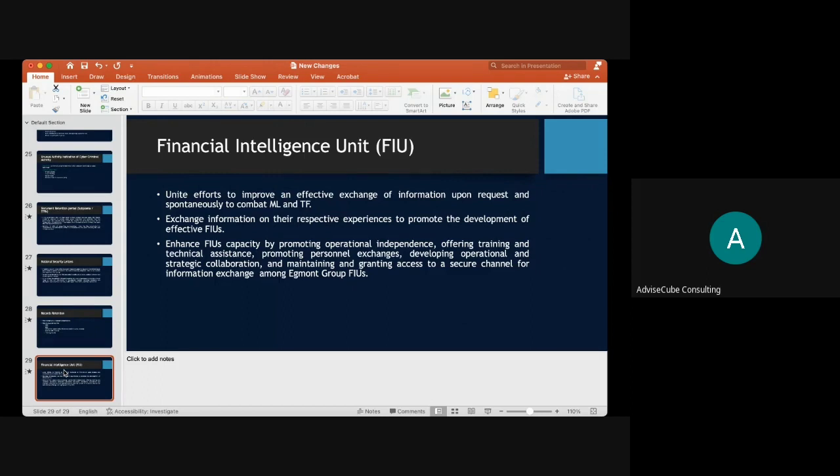FIU, they have just again elaborated here in more detail on what their role is, and their key objective is to share information between different FIUs. Exchange of their information and respective experience to promote the development of effective FIUs. So here again, nothing major, but they have rephrased certain sentences to explain it well. Conceptually, there is no change in that.